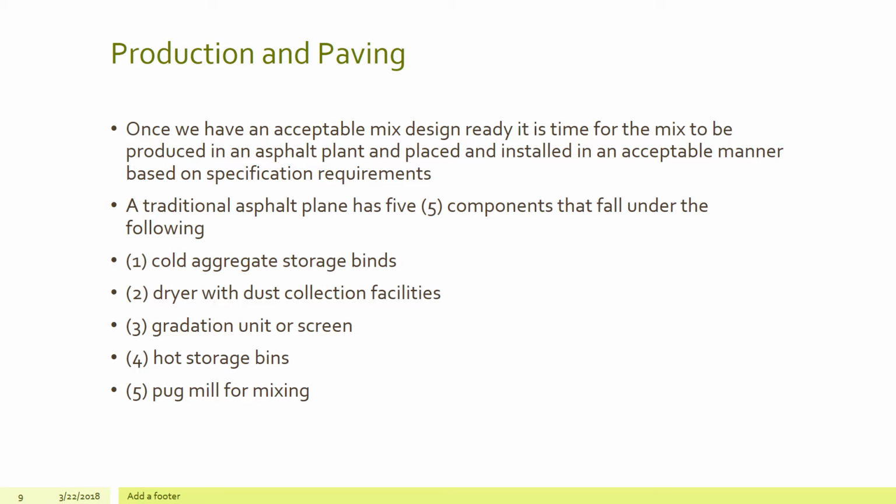Let's move into the production and paving. Once we have an acceptable mix design ready and it's time for the mix to be produced in an asphalt plant and placed and installed in an acceptable manner based on specification requirements, we now want to look at how we're going to go about this. A traditional asphalt plant has 5 components. We look at the cold aggregate storage bins, the dryer with the dust collection facilities, the gradation unit or screens, the hot storage bins, and the pug mill for mixing. So these are what we have in a traditional plant.